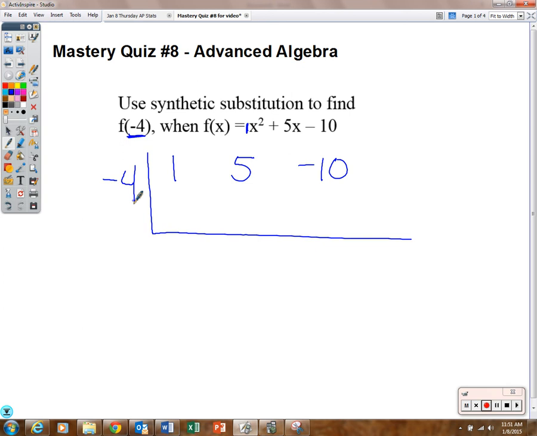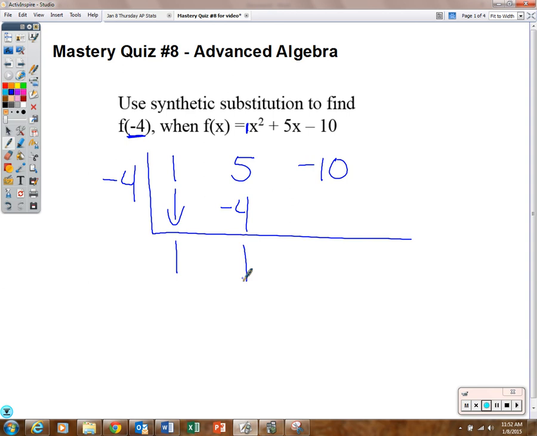Step 1, bring down the first number. So bring that down, 1. Next step, multiply the negative 4 and the 1. Negative 4 times 1 is negative 4. Put that underneath the 5. Add those two together. 5 and negative 4 makes 1. Write that underneath.